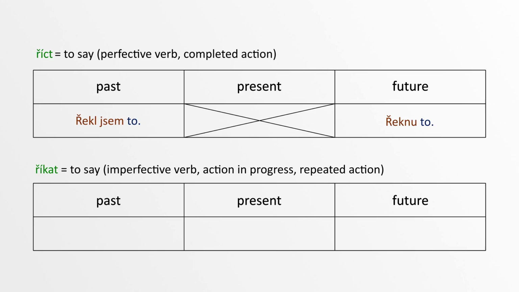Imperfective variant, říkat. Říkal jsem to. I was saying it. That means that it was an ongoing process or maybe a repeated activity in the past. Říkám to. I am saying it. It's happening right now or maybe repeatedly in present. So you could say, I say it. Budu to říkat. I will be saying it. Or maybe something like, I'll keep saying it. That would be an ongoing or repeated activity in future.